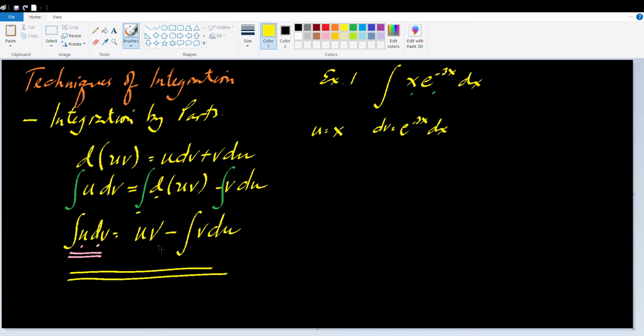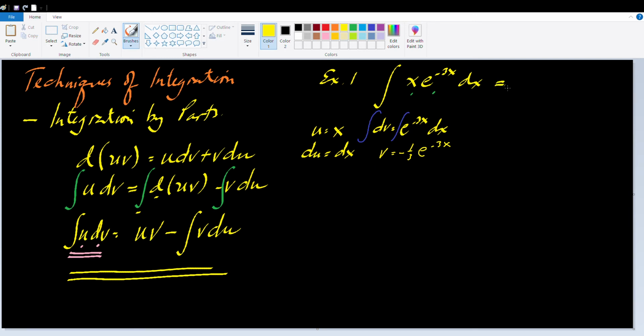So in our formula, we need to find first our v as well as the differential du. So if u is x, taking the differential of u is du and the differential of x is of course dx. In here, dv is equal to e to the negative 3x dx. So if we are to integrate, of course it will give us v, and the integral of e to the negative 3x dx is negative 1/3 e to the negative 3x.